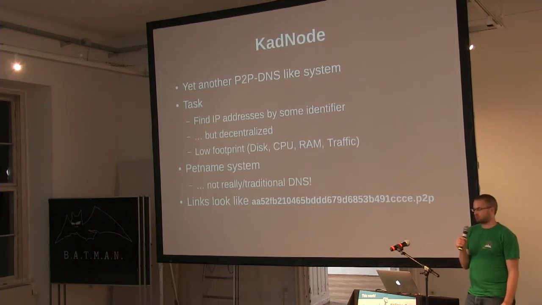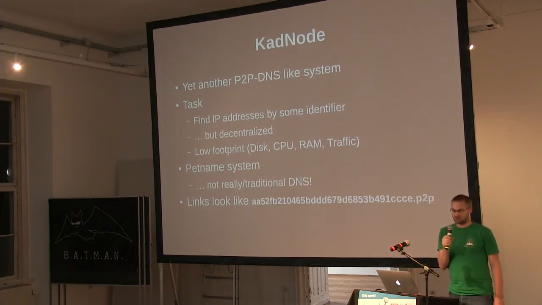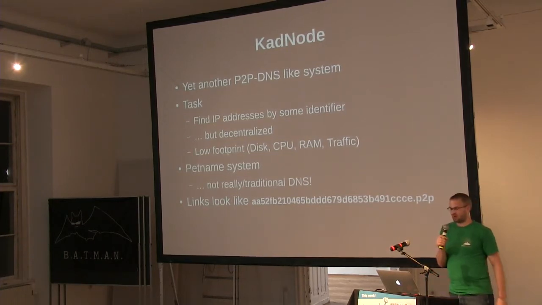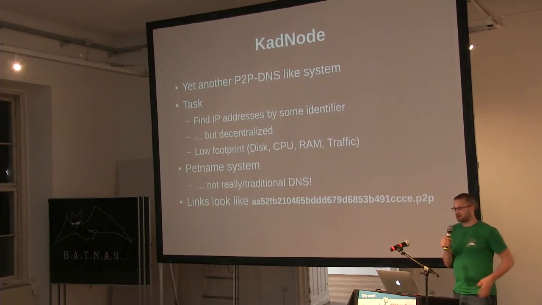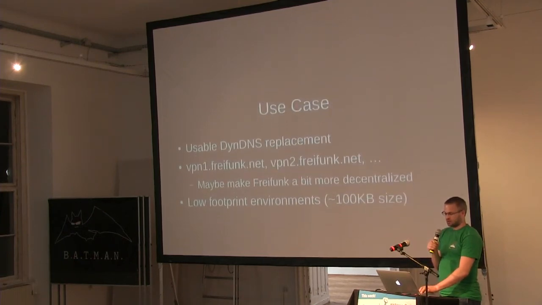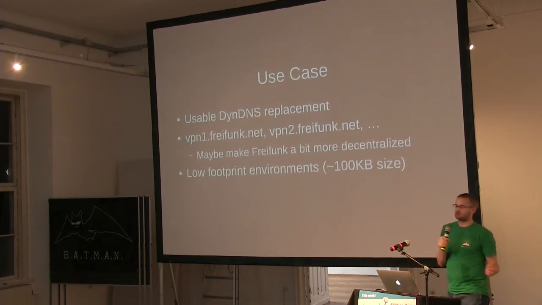And one main aspect in the way that it's different from classical DNS is that it uses a pet name system. So it's not really traditional DNS. You have links that look like this; it's basically a public key in a hexadecimal format. And what basically happens is, you can use it for SSH in your browser or whatever, and you will get to the destination.